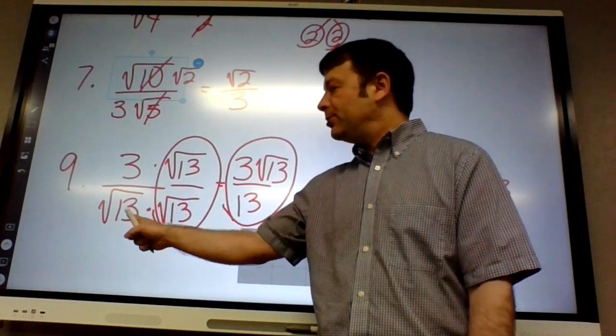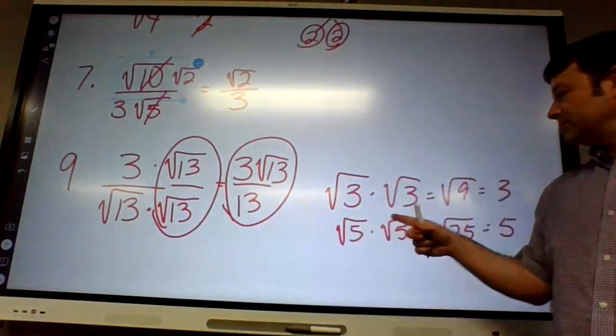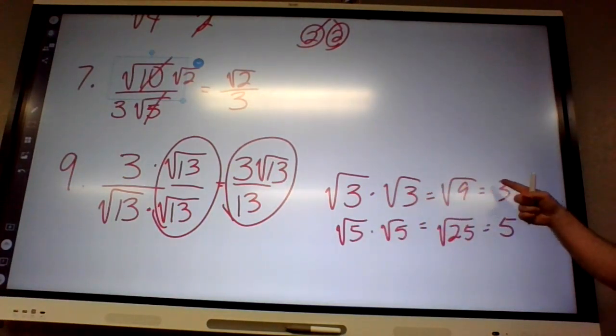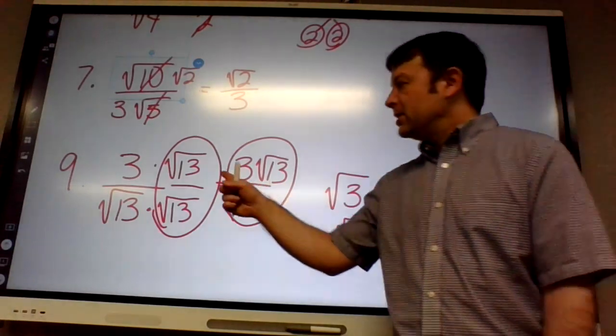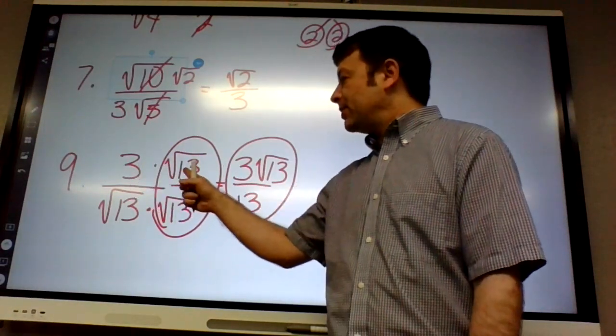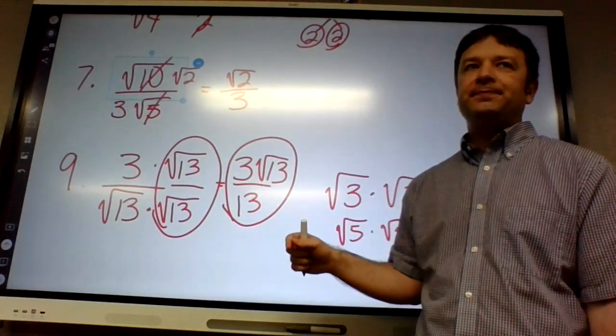Anyway, when you do square root of 13 times square root of 13, it's just going to be 13. That's just like these where square root of 3 times square root of 3 is 3. Square root of 5 times square root of 5 is 5. The top, 3 times square root of 13, doesn't really simplify. So it just stays like that.